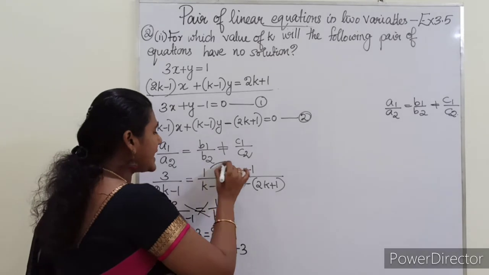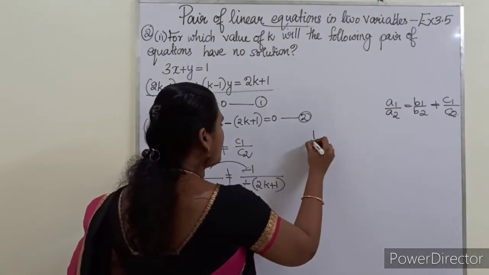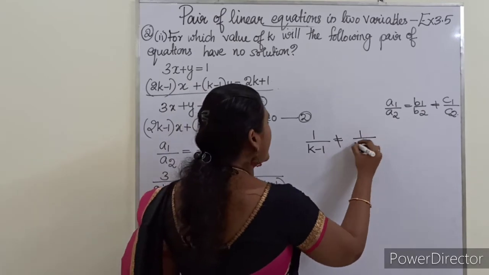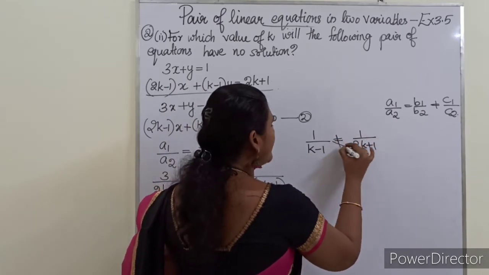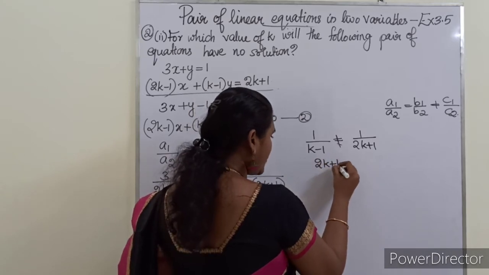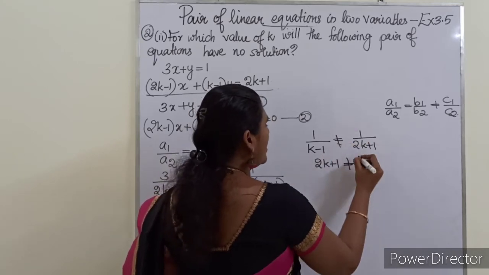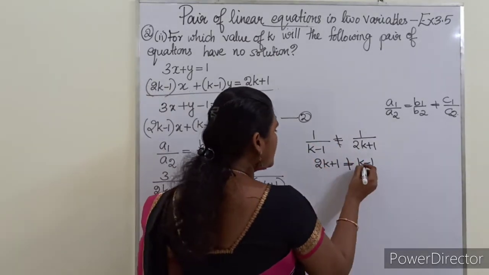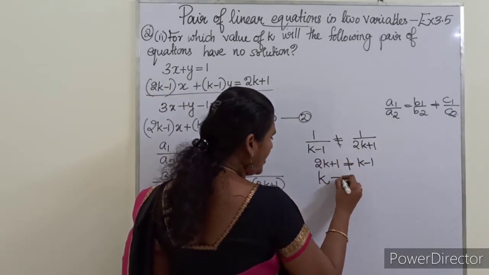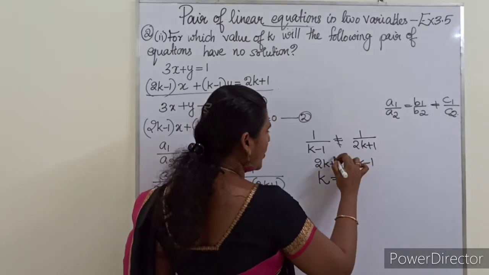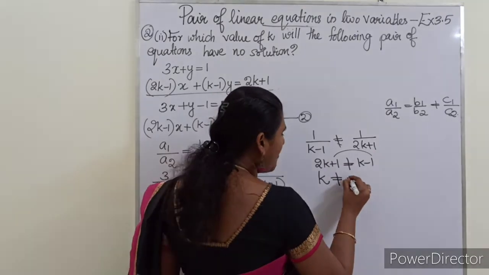Now we will take the second and the third ratio, that is 1 by k minus 1 not equal to 1 by 2k plus 1. This also we will simplify. So 1 into 2k plus 1, that is 2k plus 1 not equal to k minus 1. Now we will simplify this: 2k minus k, that is k, not equal to minus 1, and this plus 1 also will go to this side, so minus 2.